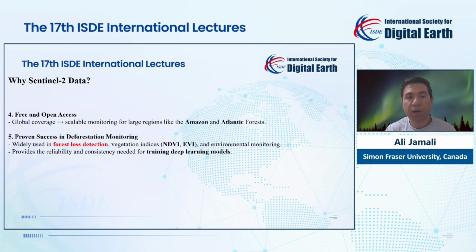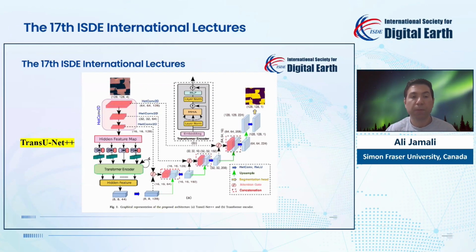Again, they are free and open access. All researchers, all people, have access to this kind of data. They are widely used for forest loss detection. And you can extract lots of vegetation indices like the normalized difference vegetation index, the enhanced vegetation index, etc. They are excellent data sources for training advanced deep learning models.